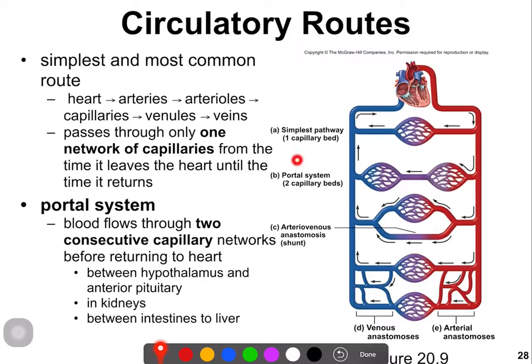Another one is this. It's the portal system. In the portal system, you have blood in the arterial system. It goes to one capillary bed and then goes to a second. So one of the key features of the portal system is that in line you have a number of capillary beds, typically 2 capillary beds. Things like the hepatic portal system would be an example. Then we get into anastomoses, and we'll talk a bit about anastomoses in a second.